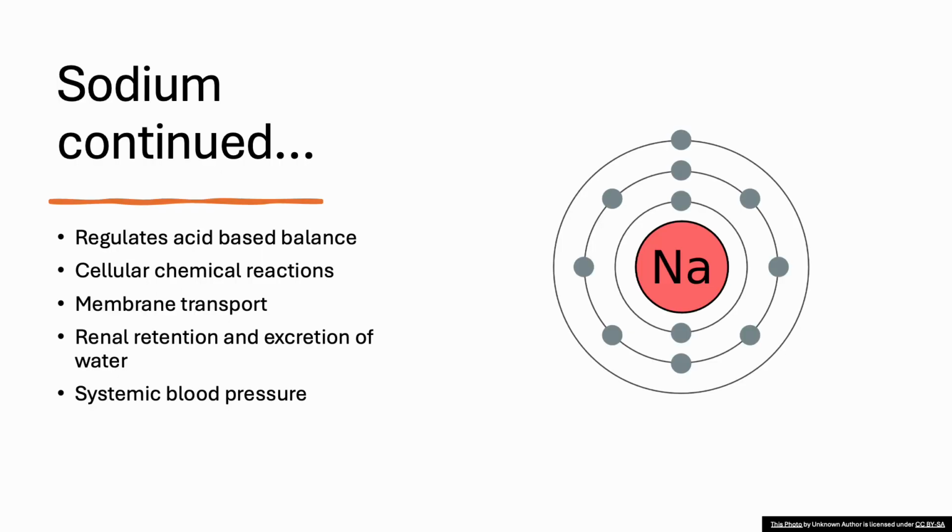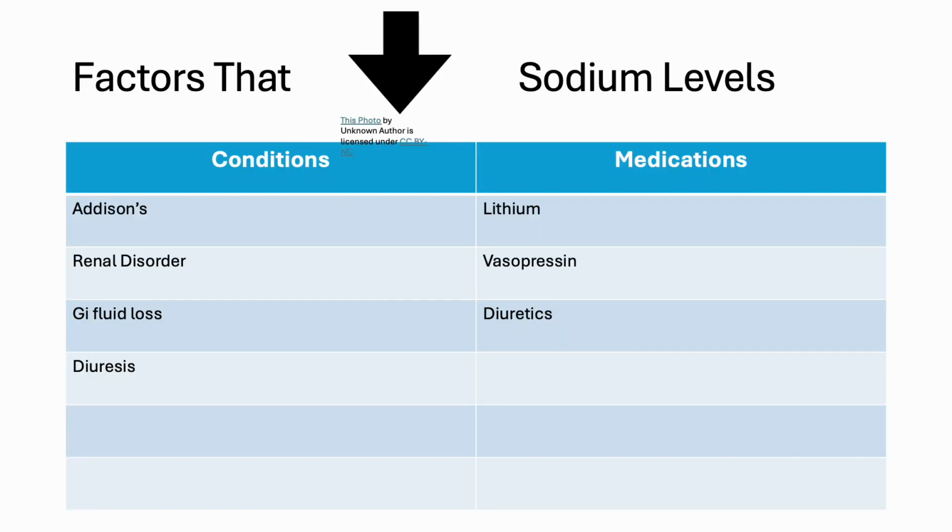Sodium regulates acid-base balance. It participates in cellular chemical reactions and membrane transport, and it regulates renal retention and excretion of water. Sodium maintains systemic blood pressure. Factors that decrease sodium level are Addison's, renal disorder, GI fluid loss, and diuresis as far as conditions. Medications that decrease sodium levels are lithium, vasopressin, and diuretics.